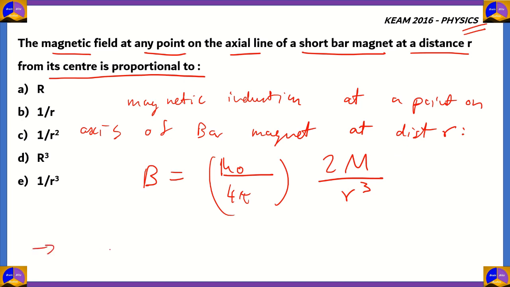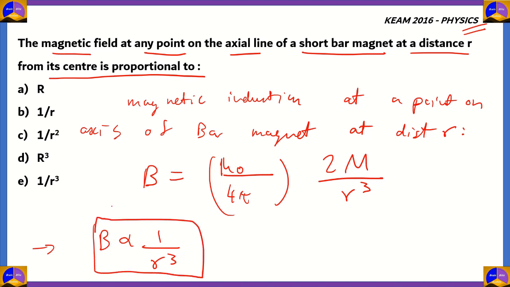So what do we know from here? We know that B is inversely proportional to the cube of the distance r. So B is proportional to 1 by r cubed, and that is the answer that we're looking for. So option E, 1 by r cubed, is the correct answer.